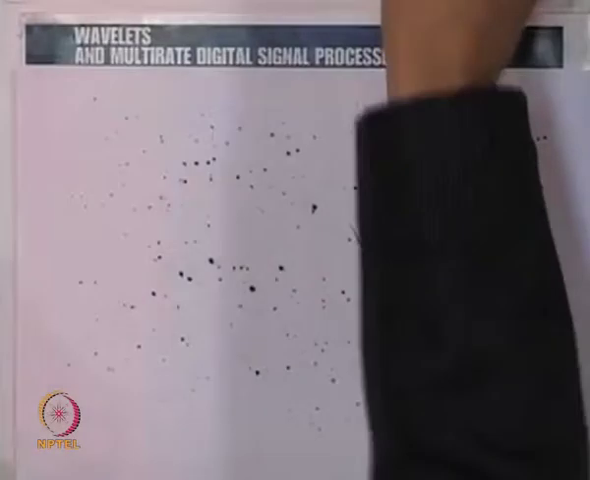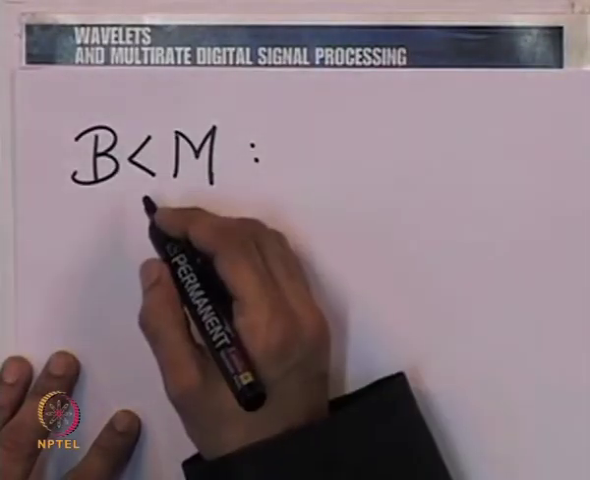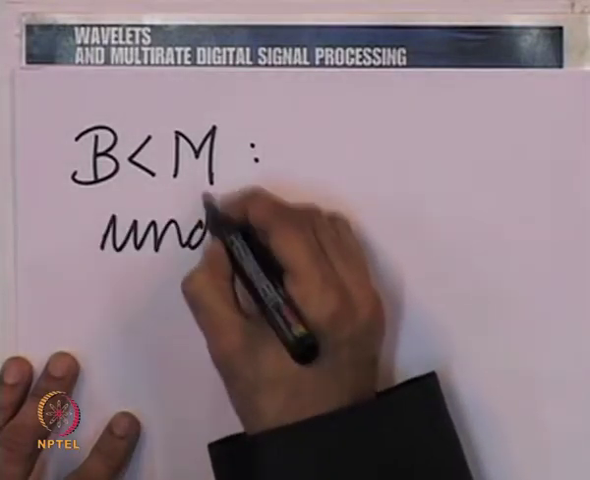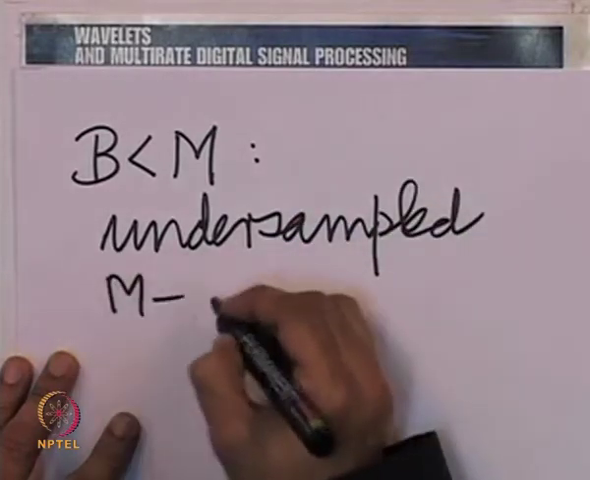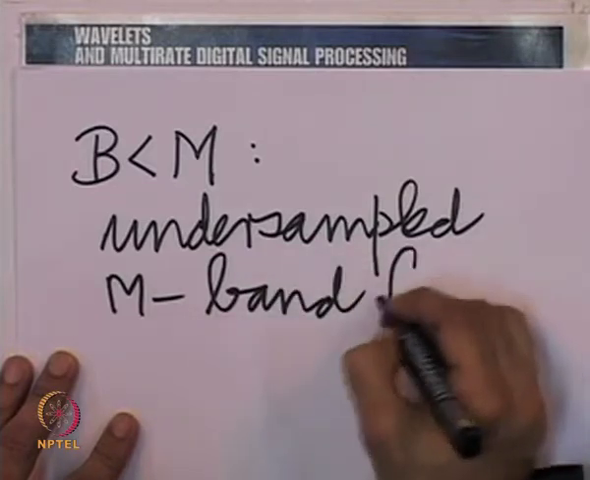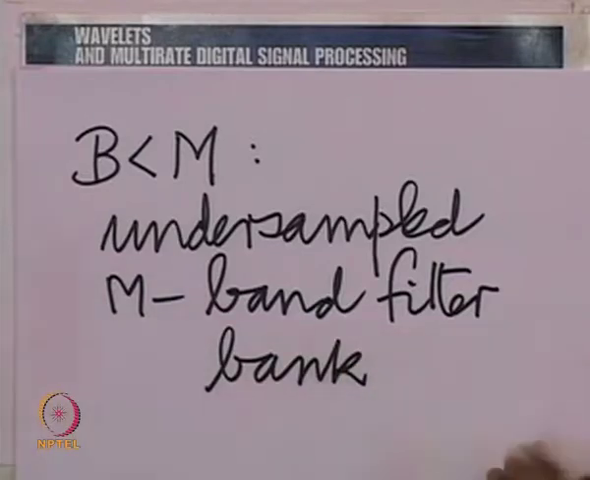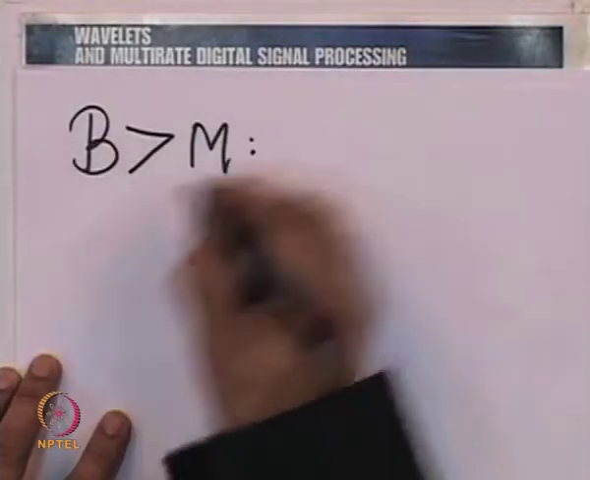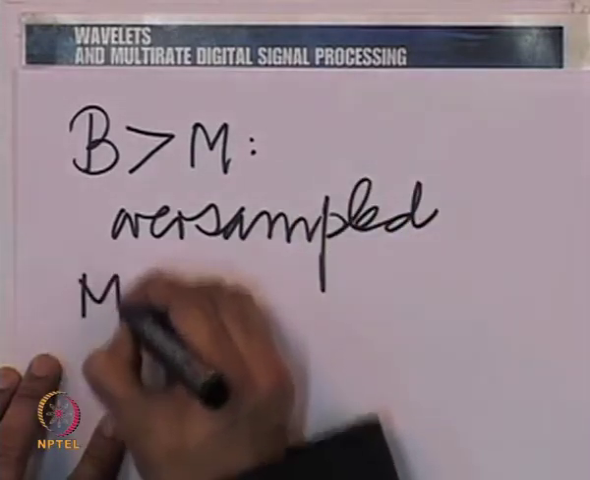B could be less than M, in which case we call it an undersampled M band filter bank. On the other hand, B could be greater than M, in which case we call it an oversampled M band filter bank.